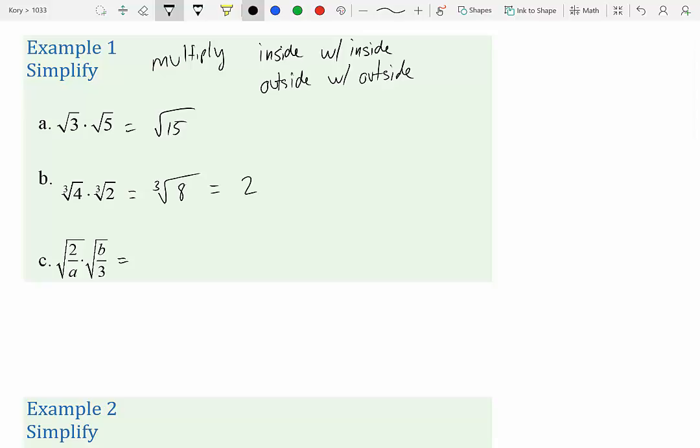Alright, here we have fractions. That doesn't matter. You still go across, just like when you multiply regular fractions. So we have 2 times b is 2b, and a times 3 is 3a, and that's all over a radical. There's nothing you can do to simplify there because there is no square root of 2 or b, nor 3 or a.